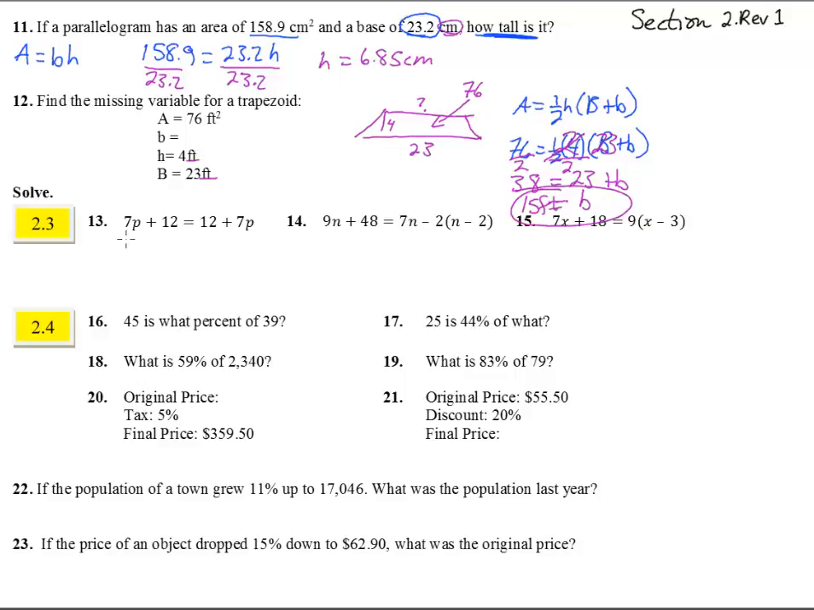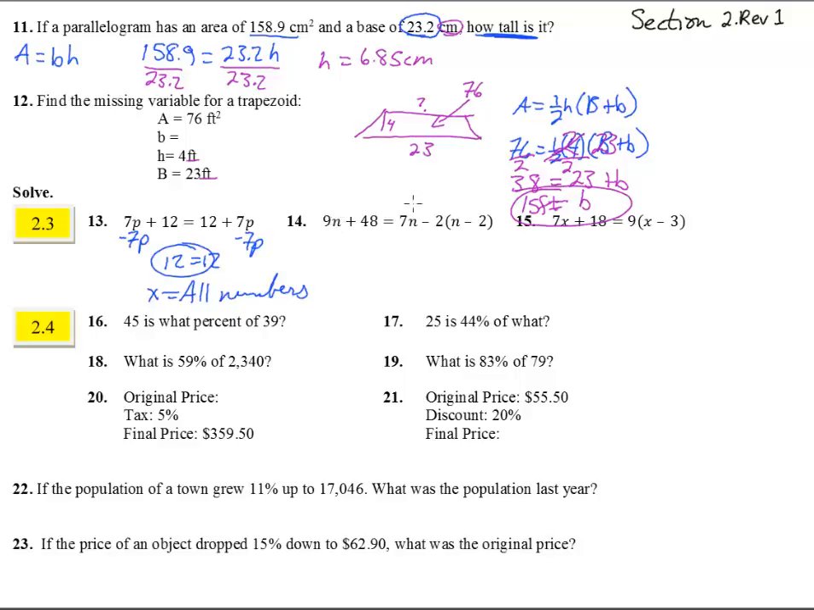Number 13. Try to get these two letters together. 7p minus 7p, and we get 12 equals 12. That always happens, so x is all numbers. No matter what we stick in for x, 12 will always equal 12.